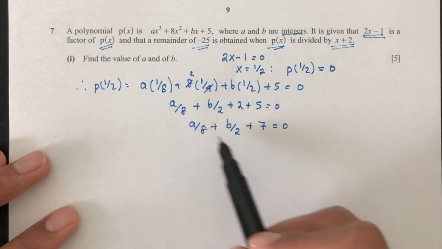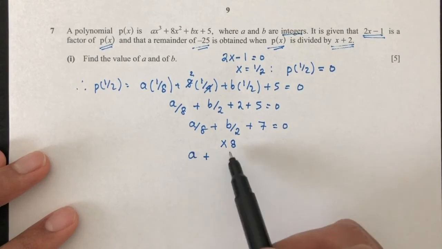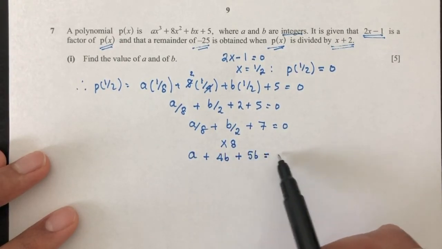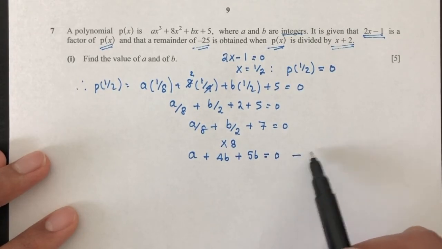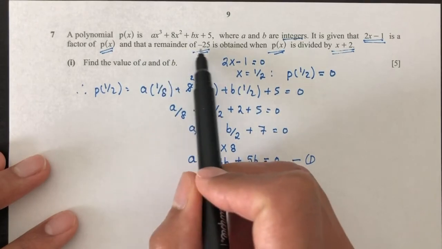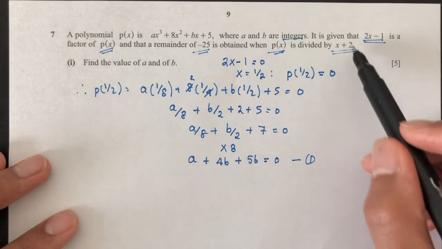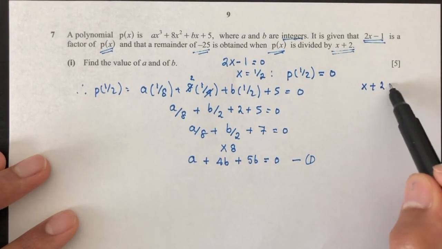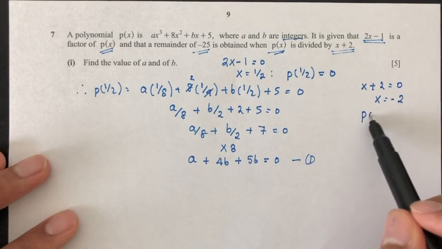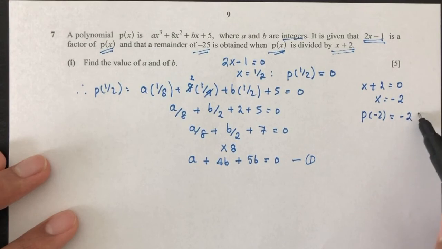We have 8 here, so we can multiply everything by 8. So we have a plus 4b plus 56 equal to 0. That's our first equation. Now for this one, it says it has a remainder of minus 25 when p of x is divided by this. Let's equate this to 0, so x equals minus 2. It means that p of minus 2 equals minus 25 for the remainder.